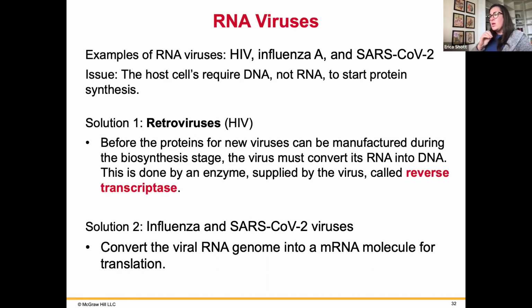So HIV converts its RNA to DNA by using an enzyme called reverse transcriptase. The other solution, with influenza and the COVID virus, is that they convert the viral RNA genome into a messenger RNA molecule for translation. So in this scenario, they take the RNA and make it into mRNA so that it's directly translated into viral proteins.